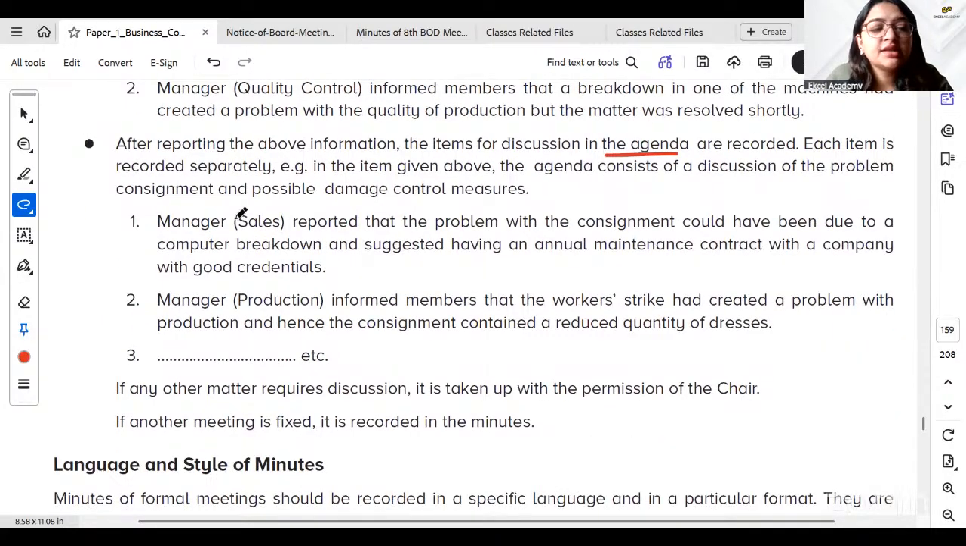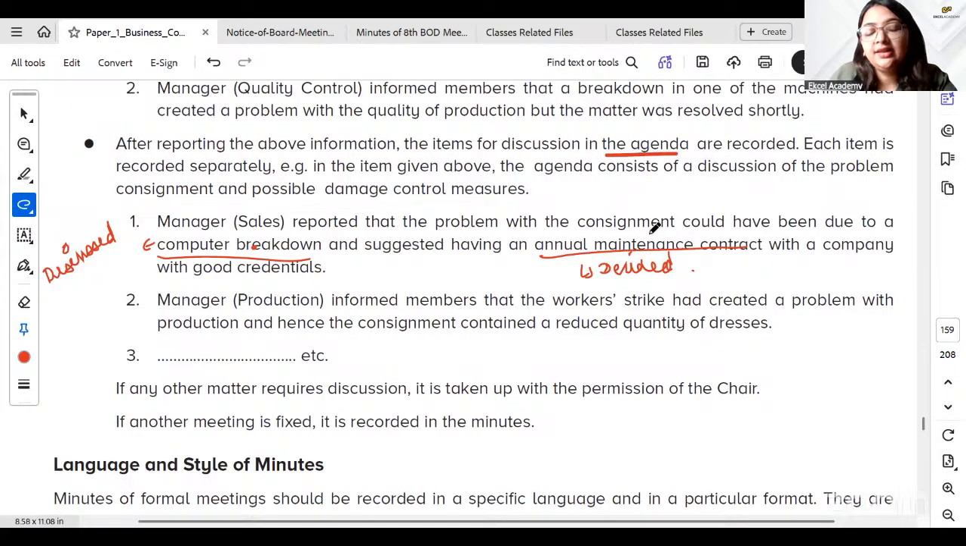So now let's say, for example, the manager of sales reported that the problem with the consignment could have been due to a computer breakdown and suggested having an annual maintenance contract, right? So now to just understand this, this is what was discussed. And this is what is decided, right? To have an annual maintenance contract. Now, we have decided that we will have an annual maintenance contract, right?